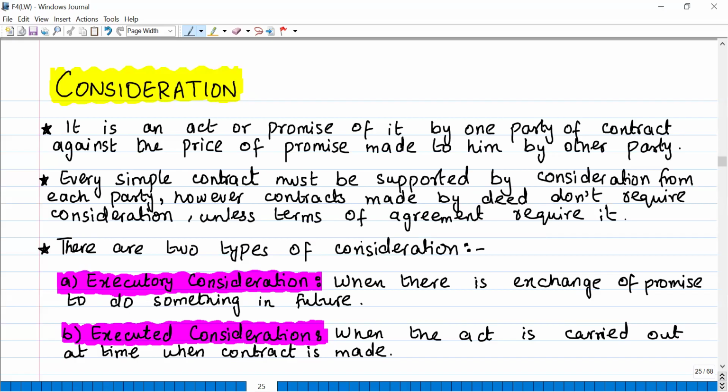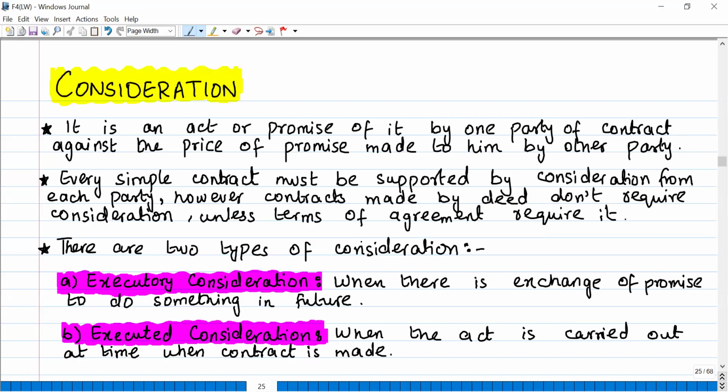That is consideration. So for a contract to be legal, to be valid, there must be some form of consideration in the contract. Every simple contract must be supported by consideration from each party. However, contracts made by deed don't require consideration unless the terms of the agreement require it. The contracts that are made by deed, which are properly signed, witnessed, in writing, in those contracts you don't need a consideration. But for other contracts you need a consideration.